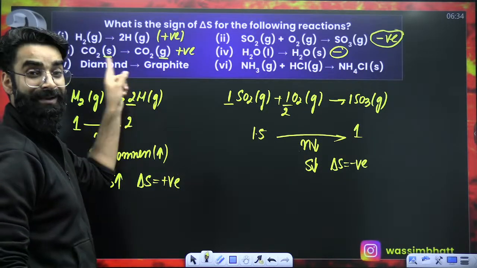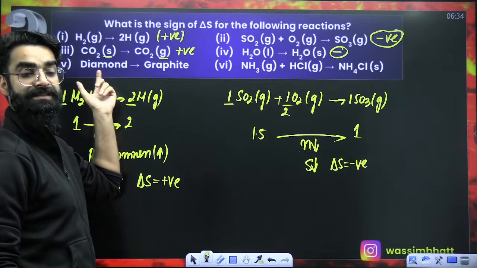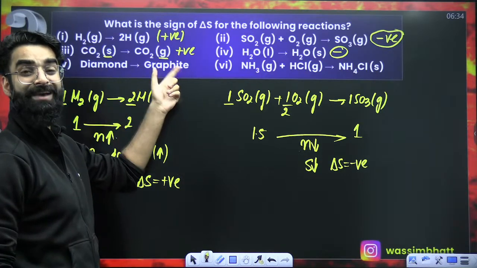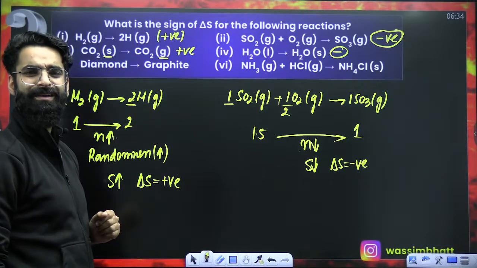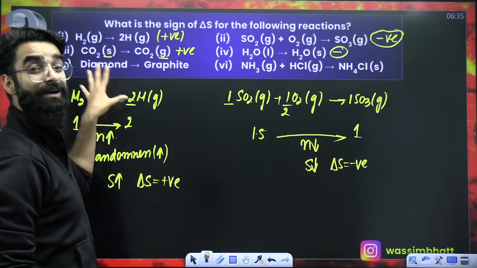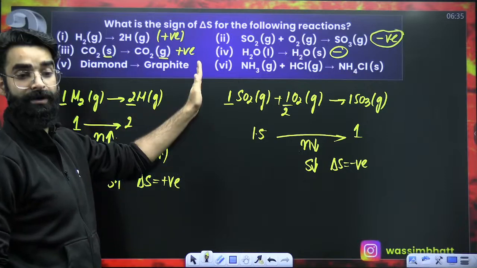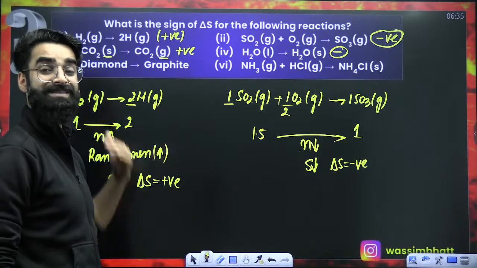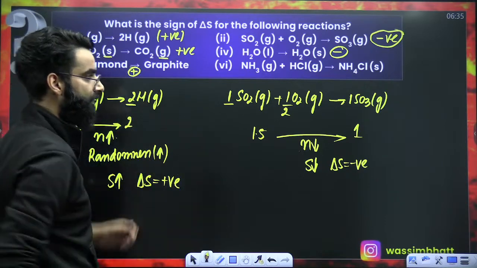Diamond into graphite. In case of diamond, every carbon is attached to 4 other carbon atoms. In case of graphite, every carbon is attached to only 3 carbon atoms, right? So where is the randomness, disorderness more? Diamond is ordered, graphite is comparatively disordered. Ordered to disordered. That means disorderness is increasing, entropy is increasing. So delta S sign has to be positive, right?